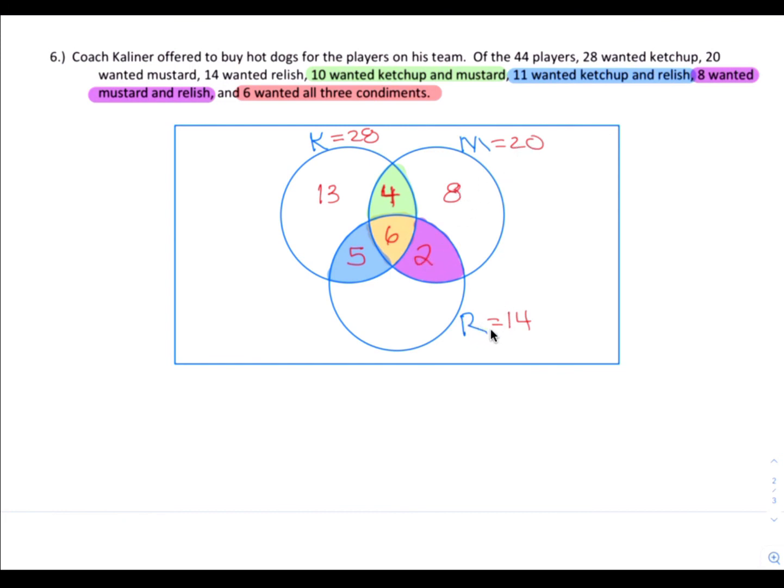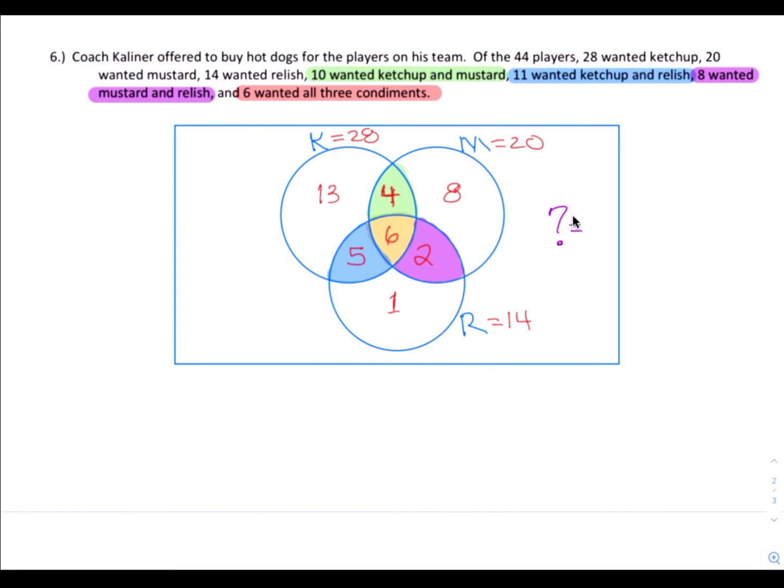The total who like relish is 14. That means 5 plus 6 plus 2 plus whatever goes here has to add up to 14. The remaining balance of that is 1. So 5 plus 6 plus 2 plus 1 adds up to 14.